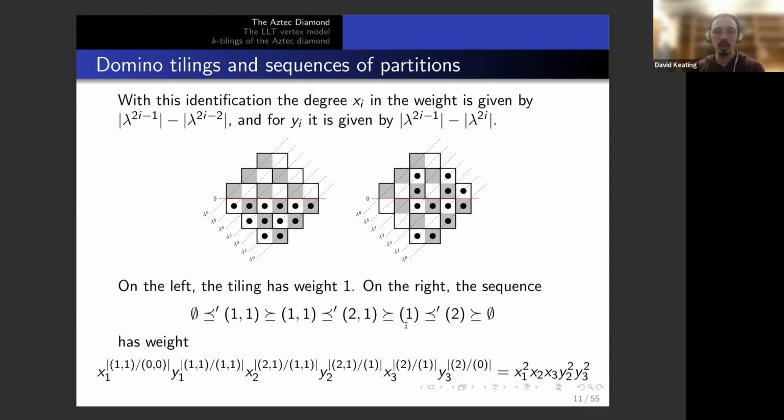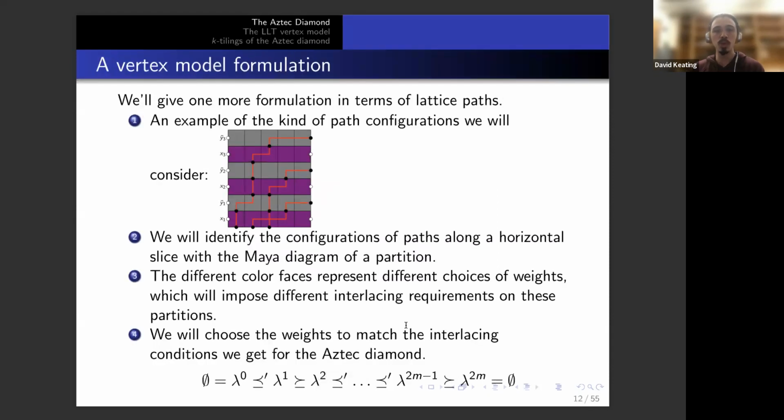All right. So now we want to give a vertex model formulation for this. So we're going to have a bijection between sequences of partitions and path configurations on a vertex model that looks like this. So the colors here on the faces of this lattice are just going to represent, so the purple row will have different weights than the gray row. And we'll assign partitions to the horizontal slices in between the rows.